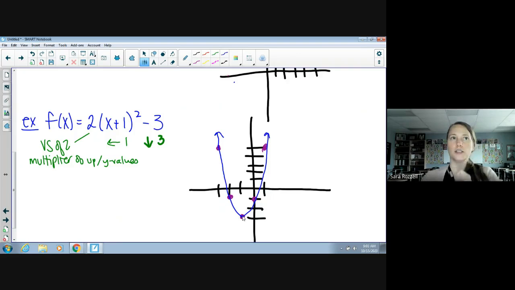Okay. Any questions on how we stretched it? How did you get 8? Normally we go up 4, right? Mm-hmm. So we multiplied that by 2 because we had a multiplier of 2 here. This number in the front tells us we multiply our ups by that.